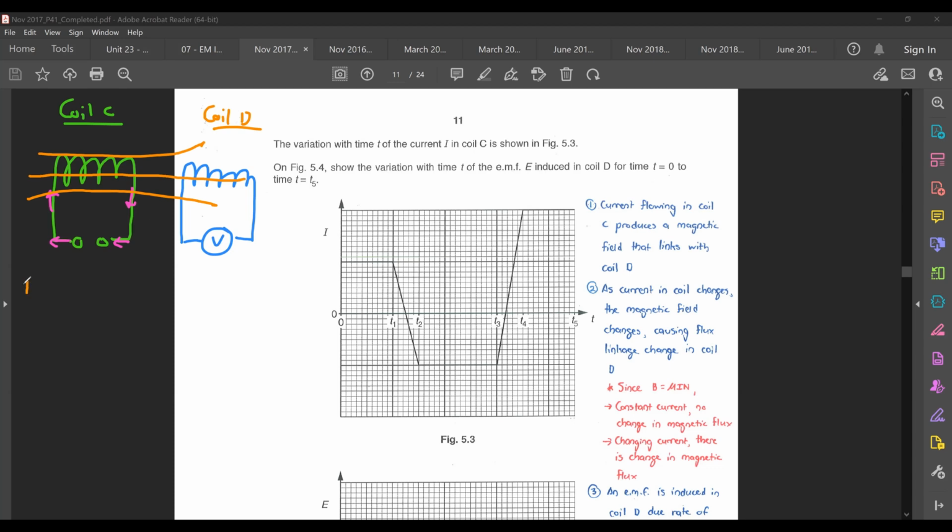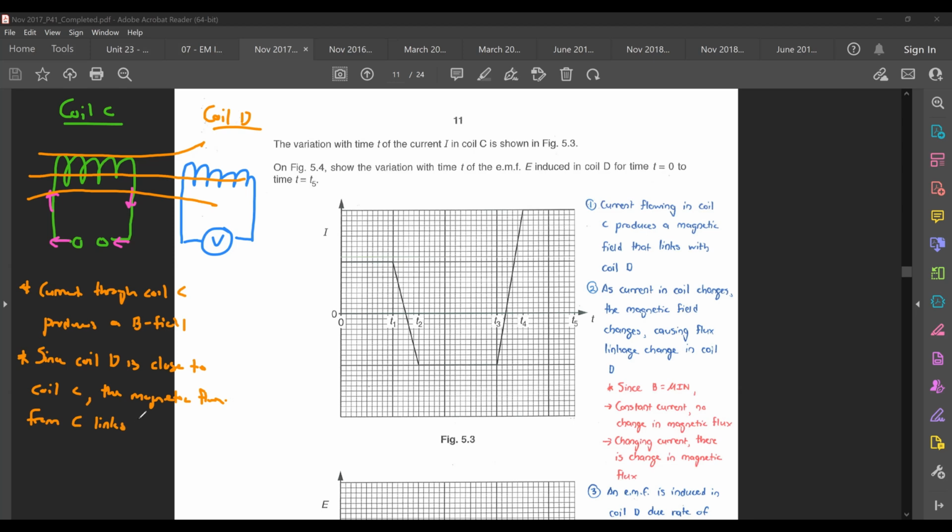So current through coil C produces a magnetic field. And then after that, since coil D is close to coil C, the magnetic flux from C links to D. You can assume that coil D is very close to coil C. They're not in contact, just that they're very close.